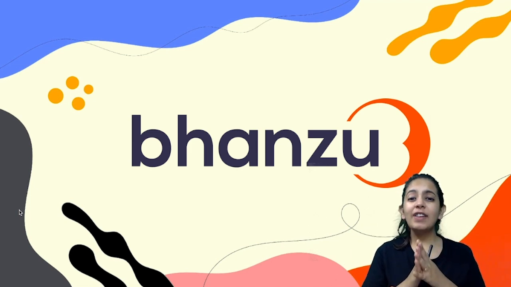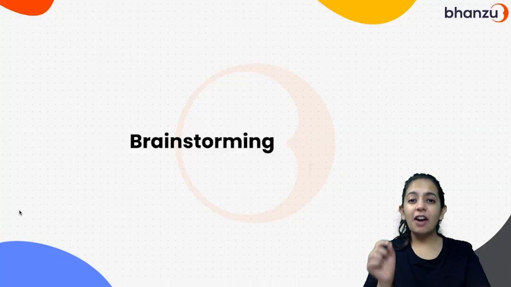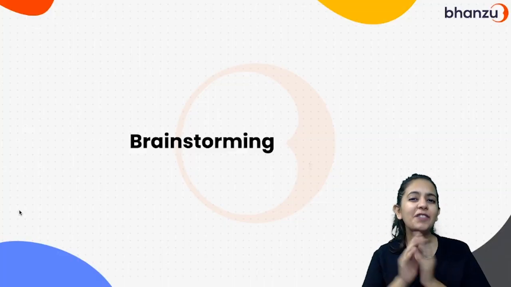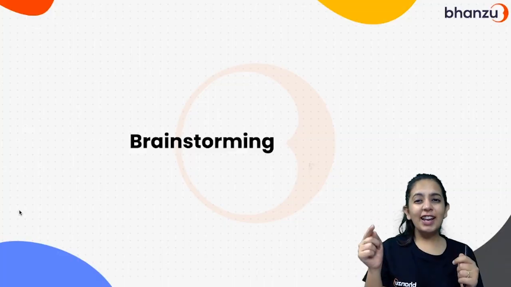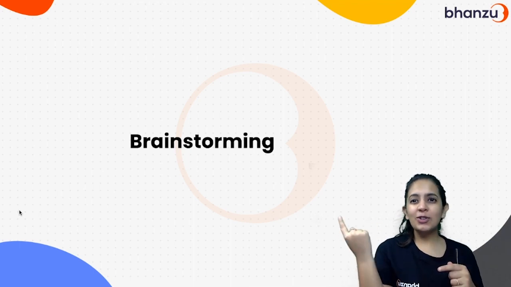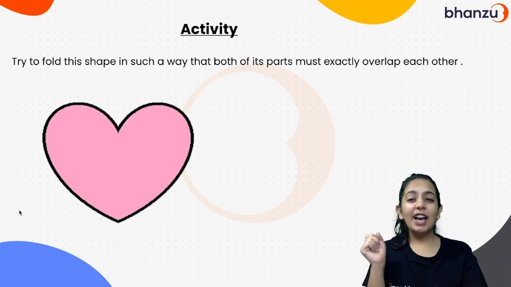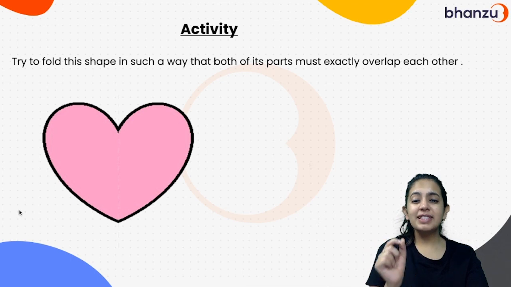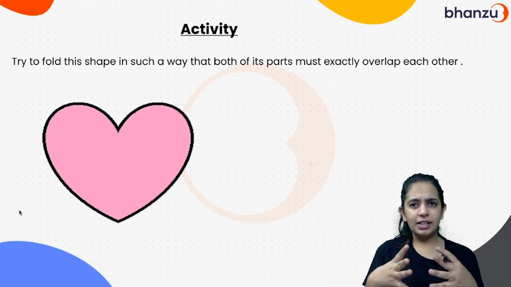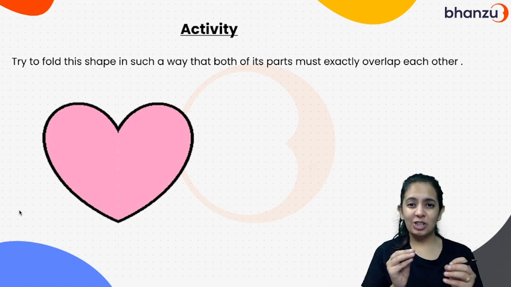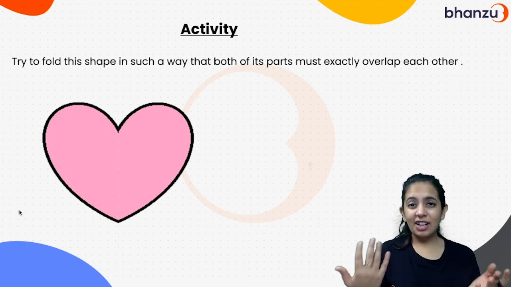So today, before we dive into our lesson, I have got a fun challenge for you. I believe you're going to crack it in no time. Ready to put on your thinking caps and show those champion skills? Alright, so now try to fold this heart shape in such a way that both of its parts must exactly overlap each other. Go ahead, give it a try.